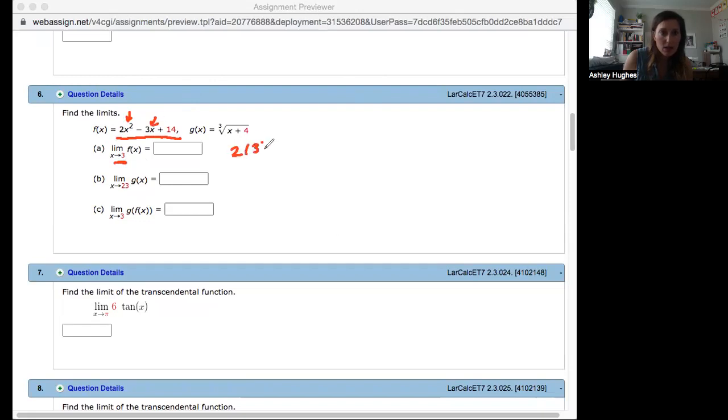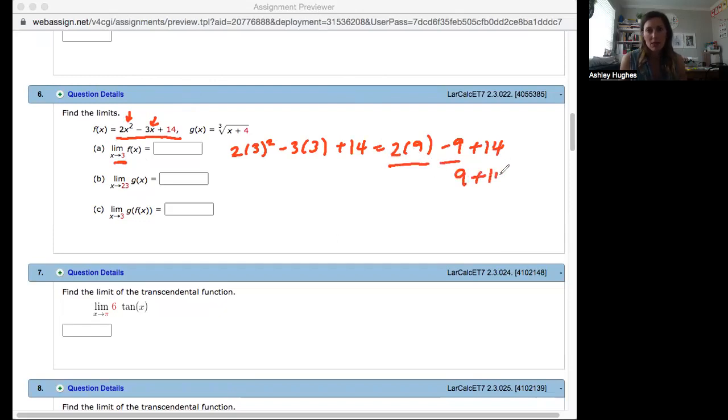So 2 times 3 squared minus 3 times 3 plus 14. So 2 times 9 minus 9 plus 14. So that's 18 minus 9 would be 9 plus 14 would be 23. And you're going to do similar for the other ones as well. This one, when it says g of f of x, plug 3 into f, like we just did in part A, so that was 23. And then you're going to plug 23 into g, which is what you just did in part B. So this is going to end up giving you the same answer as B.